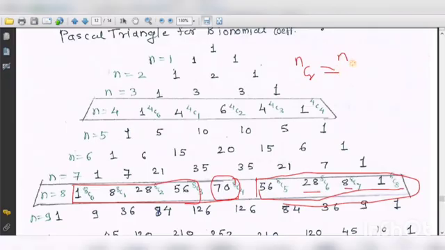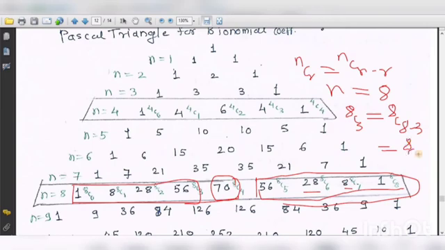NCn minus r. Okay, so suppose here n equals 8. Yes, we are taking the example for n equal to 8. So let me write. If I calculate the value of 8C3, 8C3 must equal 8C(8 minus 3). N minus r here is 8 minus 3. And what is 8 minus 3? Which is 5. So it must be equal to 8C5.